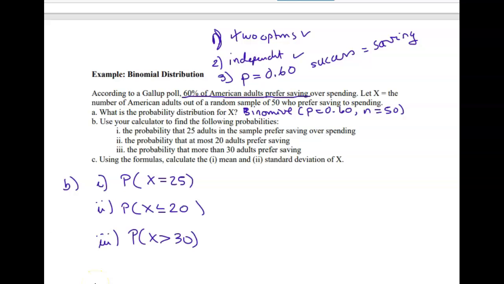Again, the variable x is out of that sample of 50. How many prefer saving over spending? So x could take the values 0, 1, 2, all the way to 50. If you pick a sample, you could find that none of them like saving, all the way up to all 50. We're going to use StatCrunch to do this calculation, so we want to fill in the p and the n.